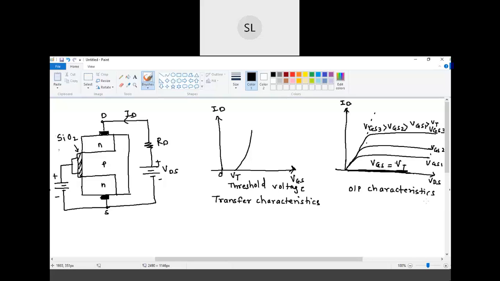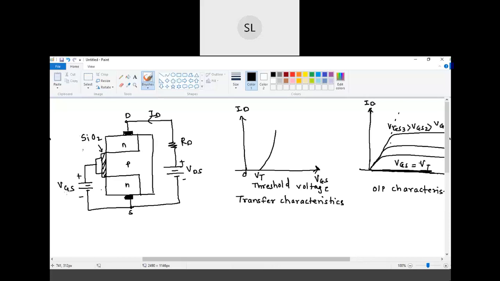As you can see here, I have drawn two characteristics. The first one is the transfer characteristics and the second one is the output characteristics of this n-channel enhancement type of MOSFET. For the transfer characteristics, the gate voltage is positive with respect to the source, and we also need to apply a certain voltage across drain to source, where drain is kept positive with respect to source.